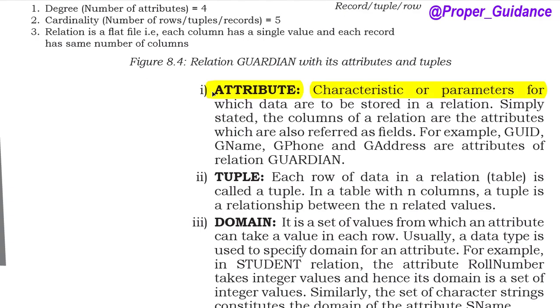So, attribute: characteristics or parameters for which data are to be stored in a relation. Simply stated, the columns of a relation are the attributes, which are also referred to as fields. So, fields and attribute have the same meaning. For example, GUID, GName, GPhone, GAddress are attributes of the relation Guardian. Clear? So, what do you mean by attribute? This concept is clear to you, right?